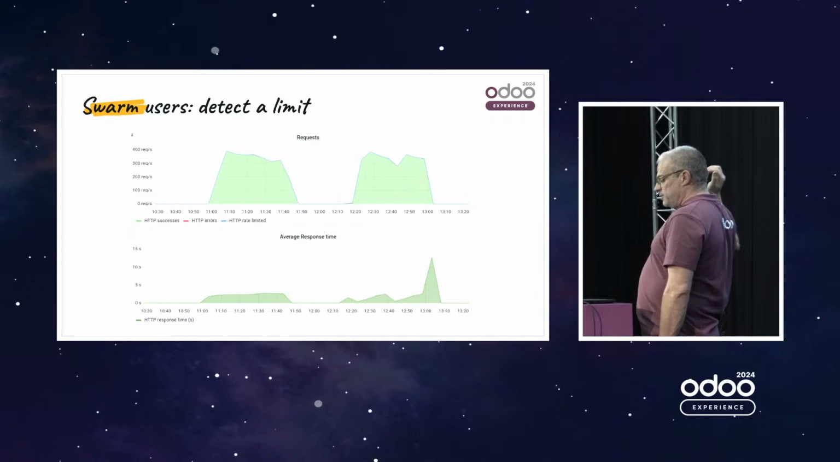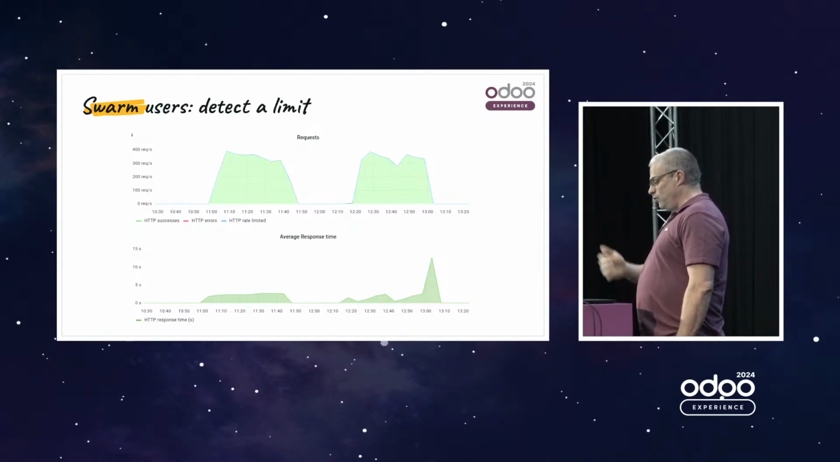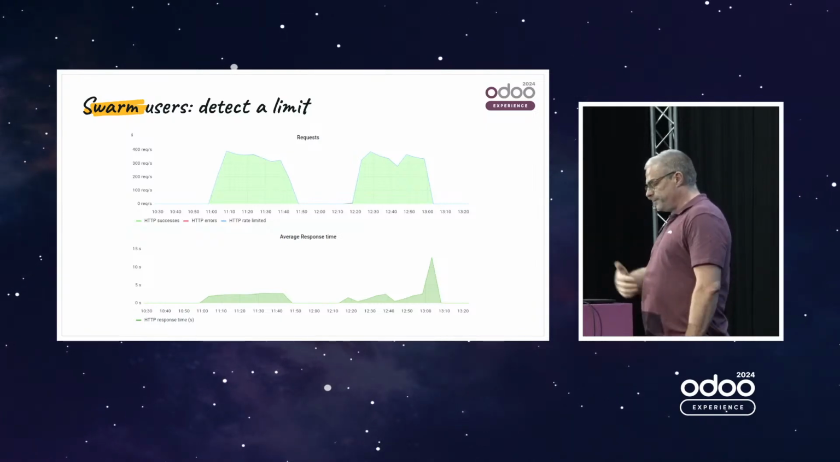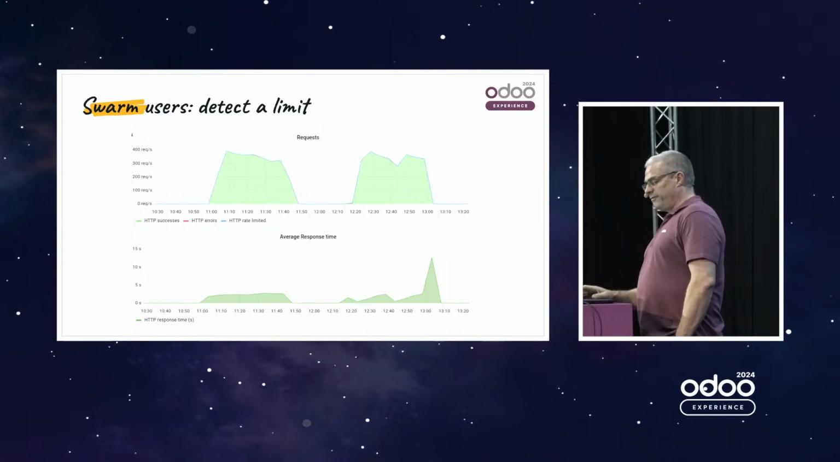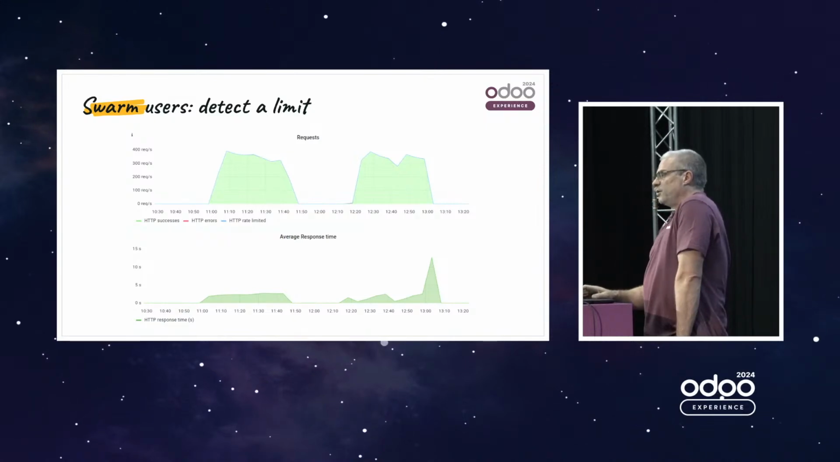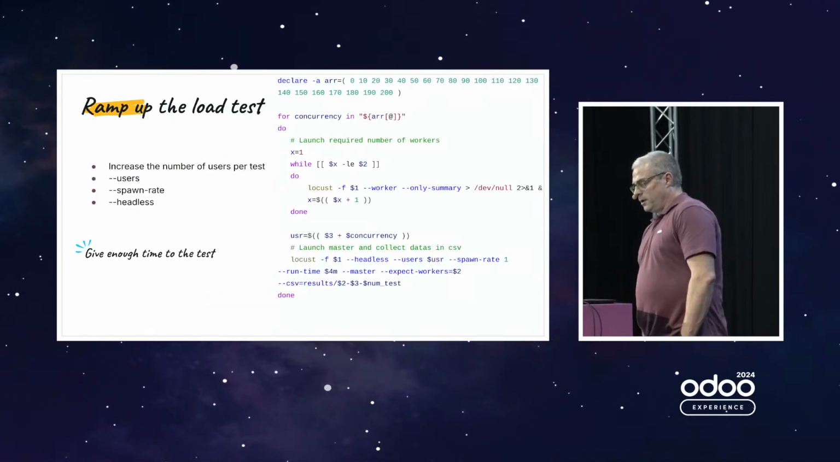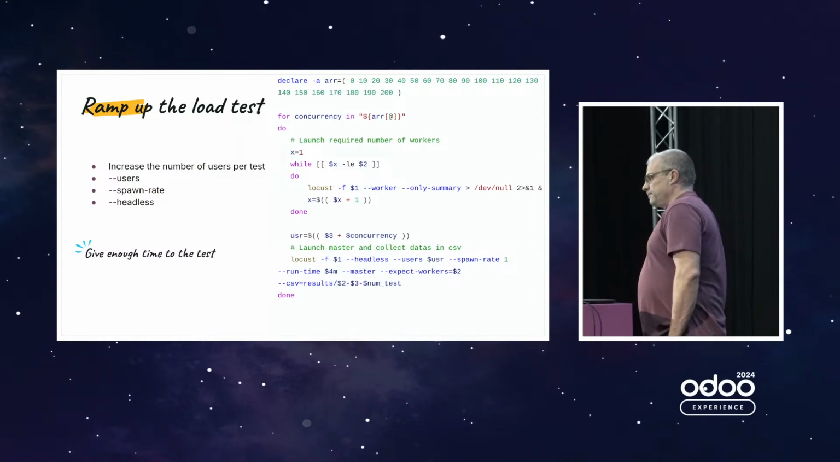On the second test, we reached the limit. When you have a graph like that, you know that you have reached the system limit. You can't go further than a given amount of users. But how to detect the number of users? I will just automate a test, and I will run more and more users.